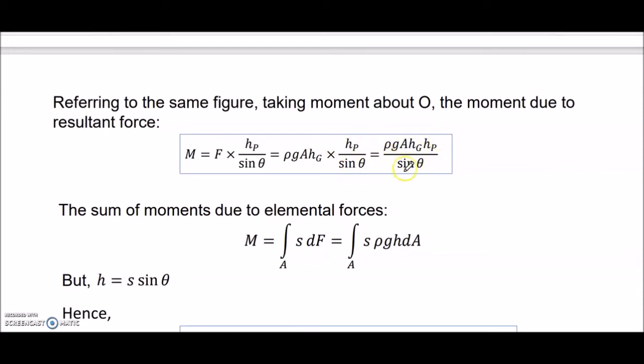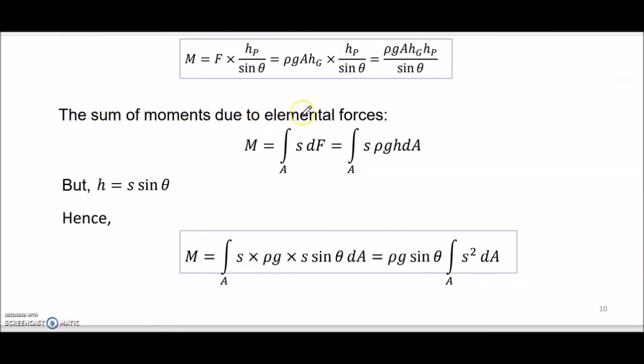So we will rearrange this formula, and therefore the sum of moment due to the elemental force becomes M equal to the integration over the area, times the surface S, times the difference of the force, because we have different force acting at different depths. So we again substitute F into this equation. F becomes rho g H dA, but H is S sine theta.